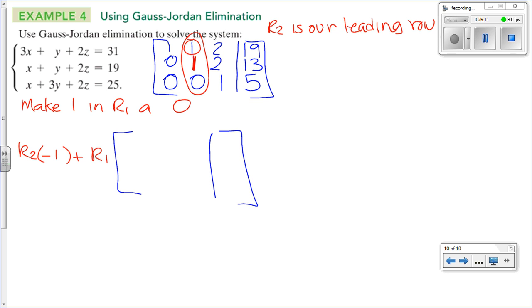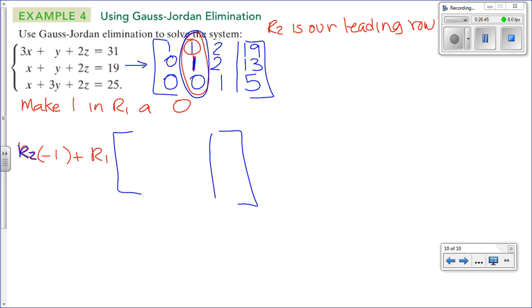Is that the columns? For the first column, we use the rows, right? Yes, we use the rows, that's why I'm saying we use R2. But what Viviani asked me was why is this our leading row? And I told her because we're working on the second column.